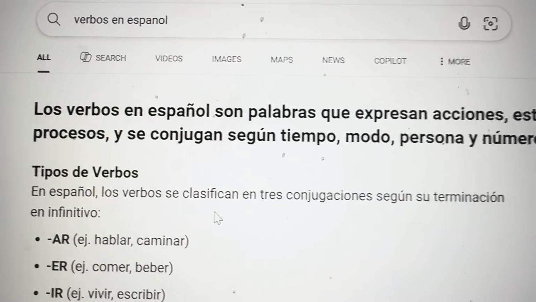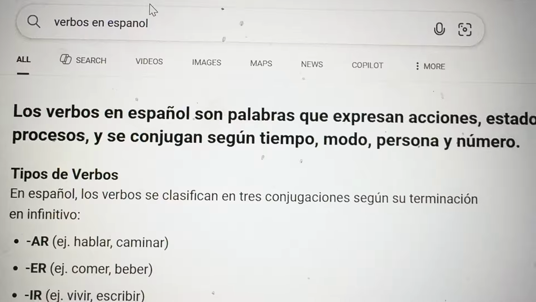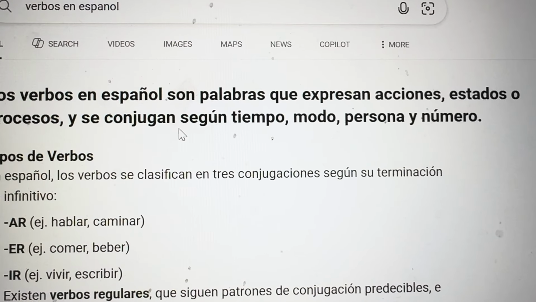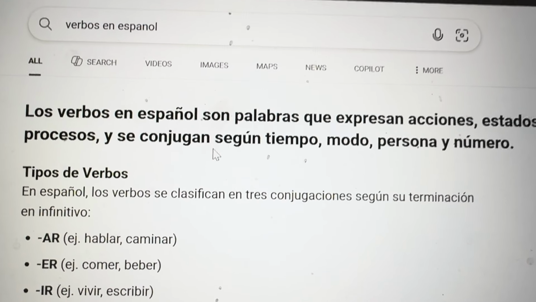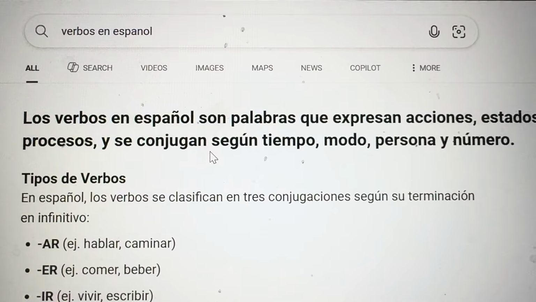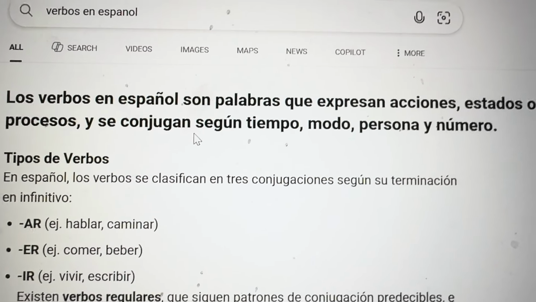Today's topic is verbos en español, that is, verbs in Spanish. So we are going to see what verbs are, what the major categories of verbs are, how you conjugate them, what conjugation actually is, and how you make sentences.